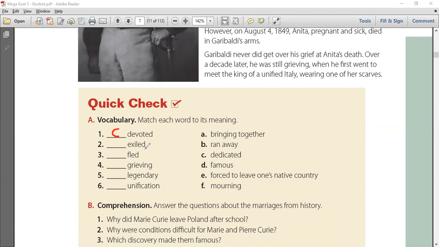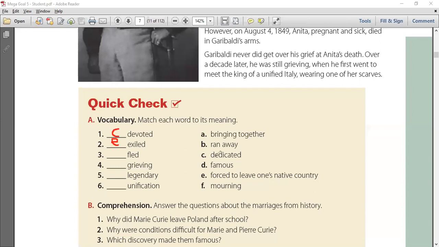So what is the meaning of this word? One's native country. Yes, thank you, Ragad. So, forced to leave one's native country. And in Arabic it means manfi.